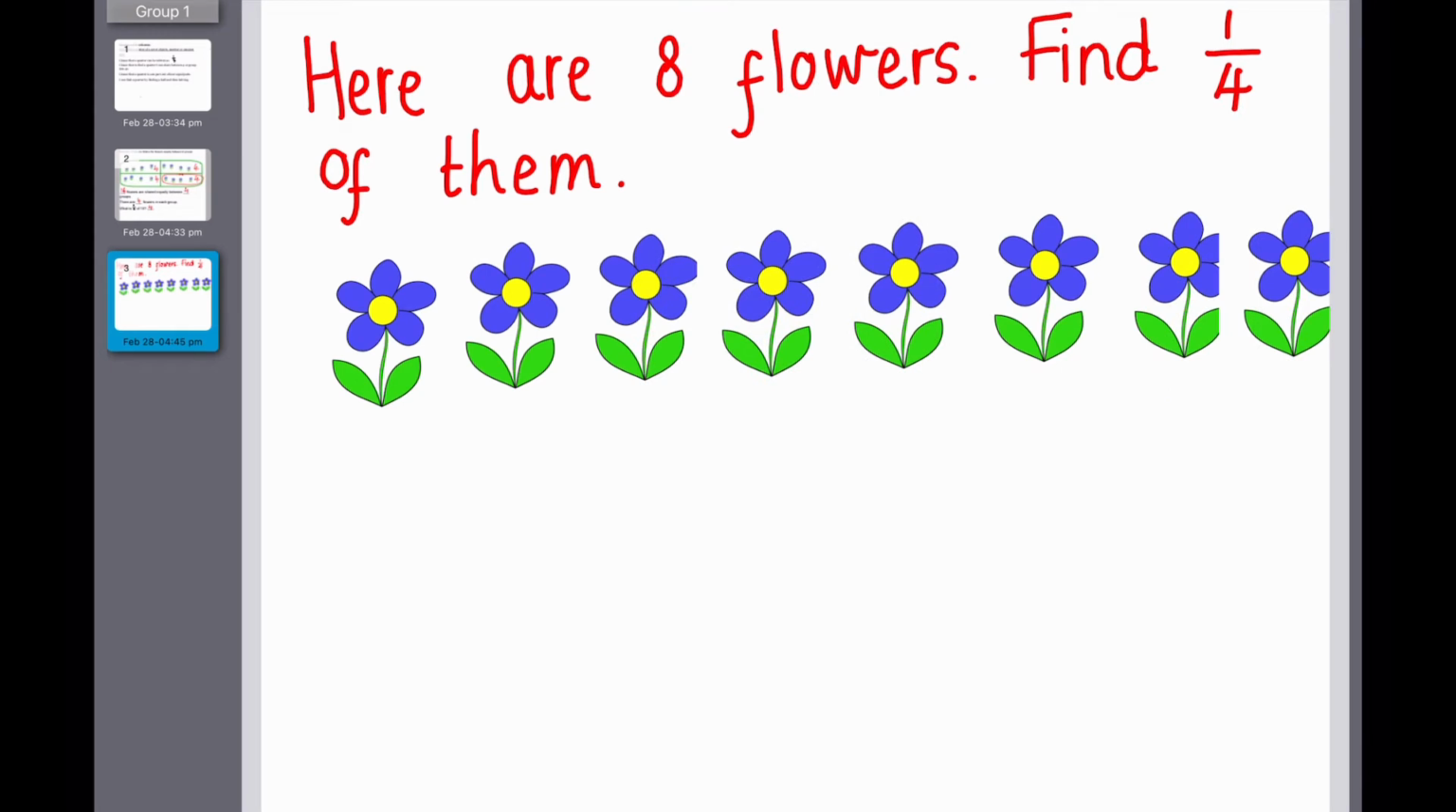Here are 8 flowers. Find 1/4 of them. How do I find 1/4 of 8 flowers? How many groups do I need to share them between? 4. How did you know it was 4? What clue can you see in the fraction? I know it's 4 because the denominator tells me to share them between 4 equal parts.